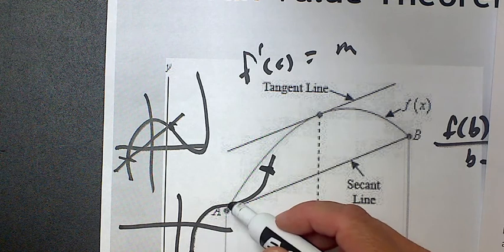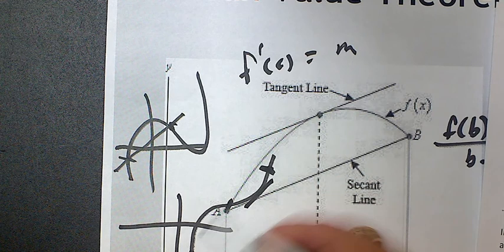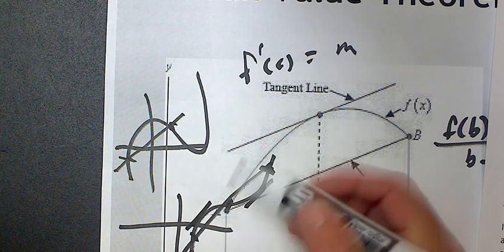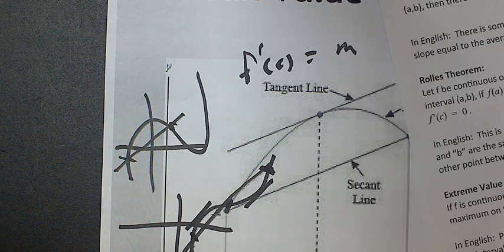So this point right there will have the same slope, somewhere between those two. And if I extend it, guess what? Between here and here, that point right there, we also have another point with the same slope. Crazy.